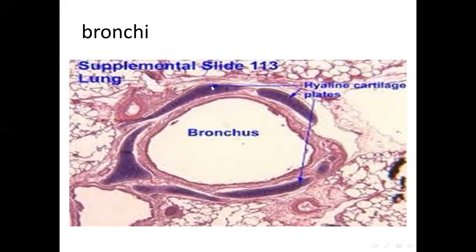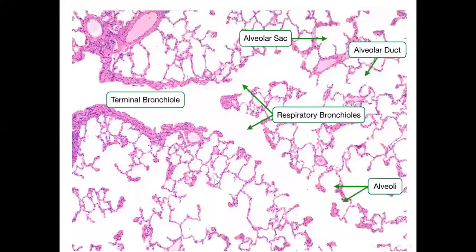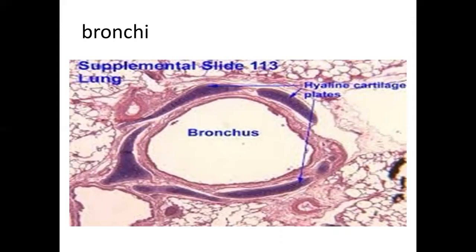Here in the trachea we had a complete C-shape. It was complete, and only the two ends of it were bound by the trachealis muscle. But here, around the bronchus, it contains interrupted plates of hyaline cartilage.